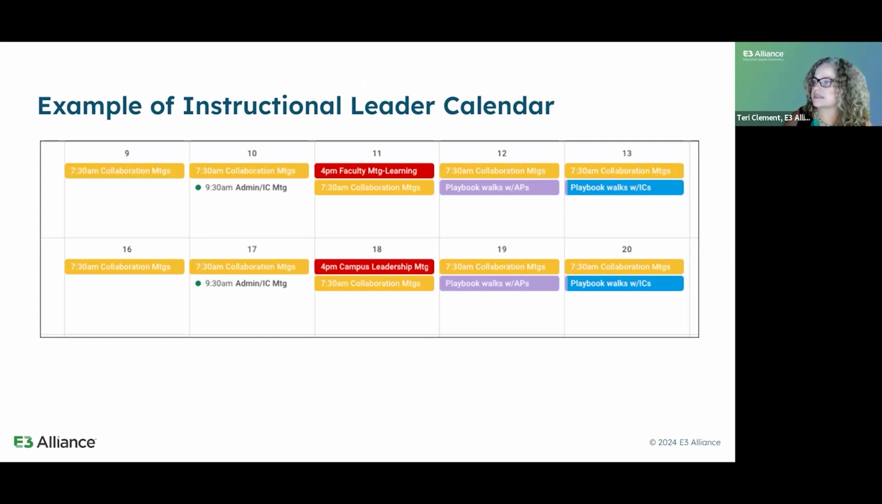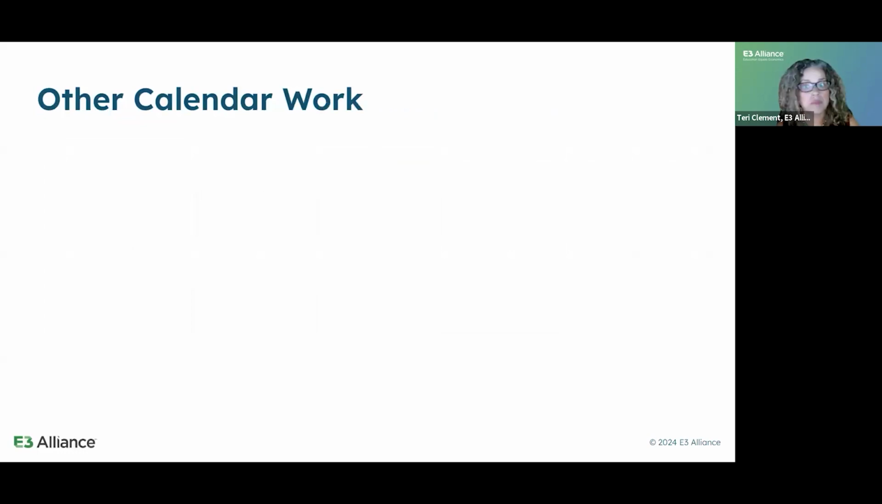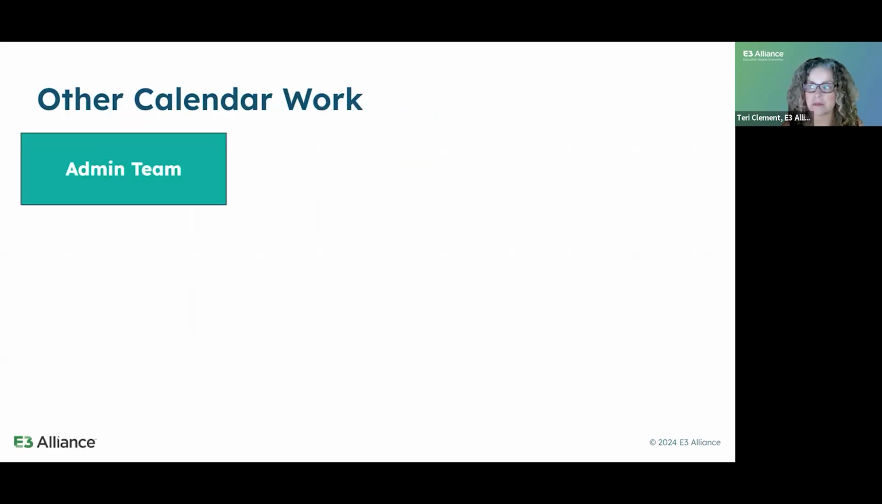So this is just a glance at a principal's calendar that shows that I'm in collaboration meetings with teachers. I'm also scheduling time, sacred structured time, to do classroom observations. I know that's a struggle for all of us, to get everything that we know is a priority into our schedule. So use your calendar. But here are some other calendar things to think about.